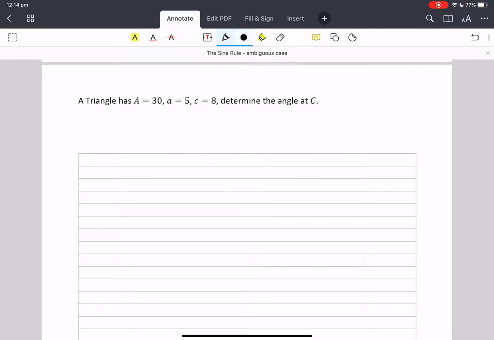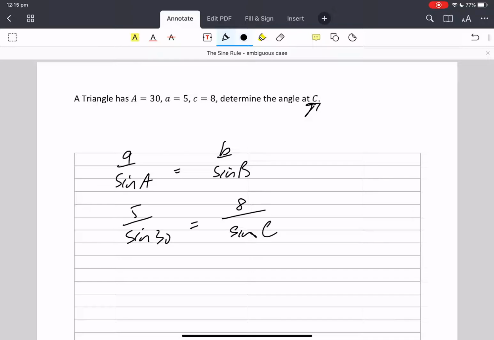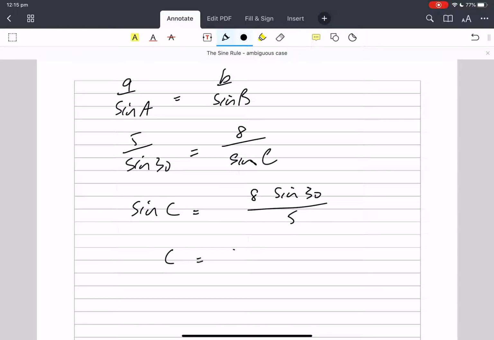Let's look at, so we've got a side length and an angle opposite, so that's the sine rule. 5 on sine 30, 8 on sine, well that's going to be angle C. Okay, so, oh my gosh, I think this has to be a mistake, because this looks like the same question.